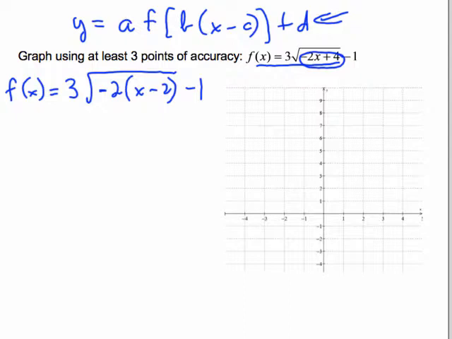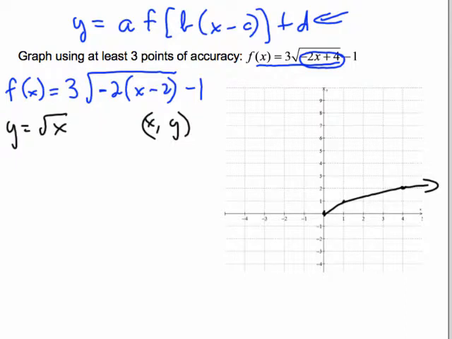So we're going to start with y equals square root of x. Those are our core points, x comma y. There's our core points on our square root graph. And let's do one transformation at a time. So let's do 3 times root x, which we know is going to be a vertical stretch by a factor of 3, which is going to multiply our original y values by 3. So our y values are 3 times as much as they are currently, and this will stay at 0.